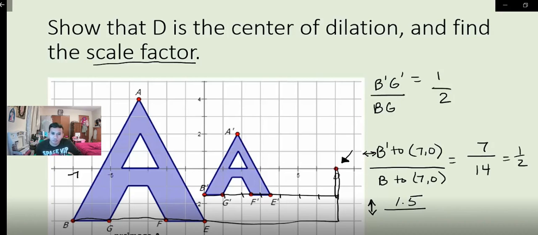Why did we say that? Because everything is proportional. That's 1.5 over 3. It's 1/2 still. So whatever you combine there, we can solve that. So the scale factor on these two images is 1/2, and the center of dilation is at D.